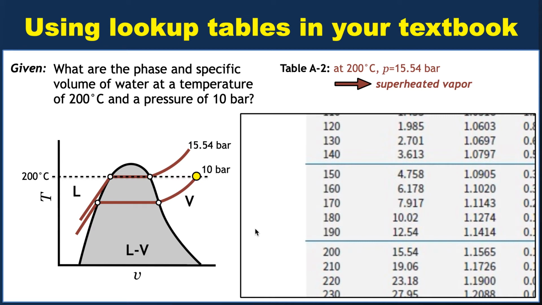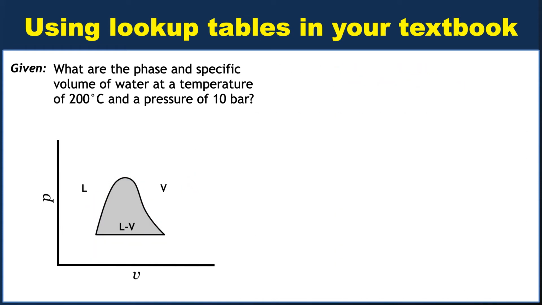Before we do that, though, I want to show you how you could have reached the same conclusion if you had decided instead to use a PV plot and to look up a pressure of 10 bar first. So let's do that. A PV plot looks like this. There's the vapor dome. And remember, an isotherm on a PV plot comes down and to the right and then slopes downward in the superheated vapor range.